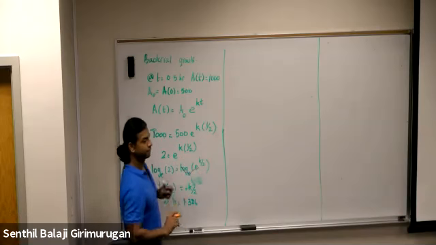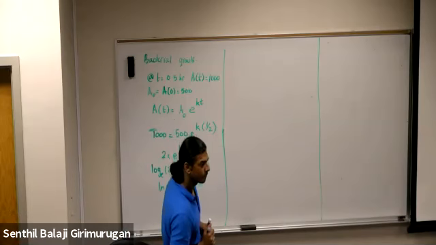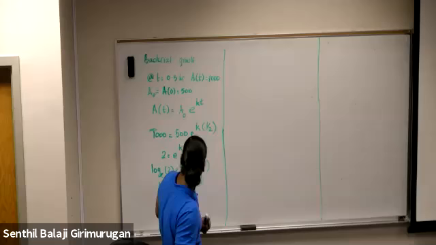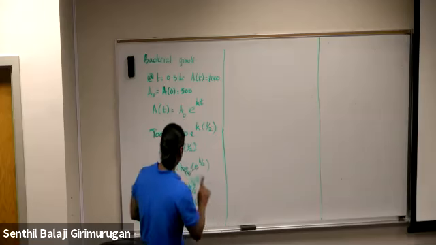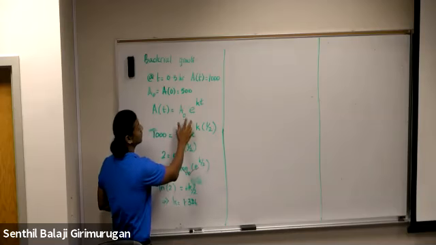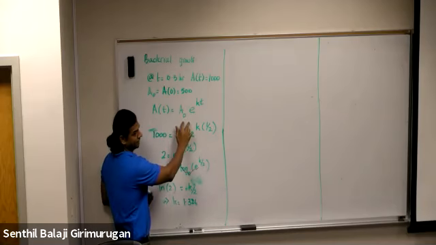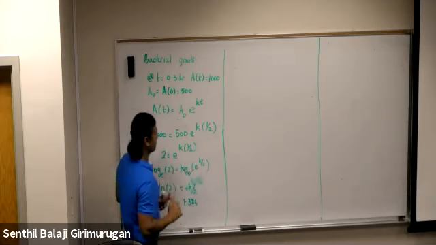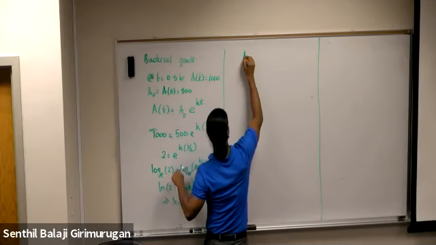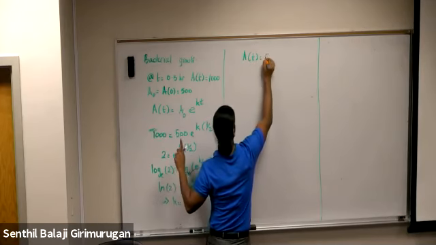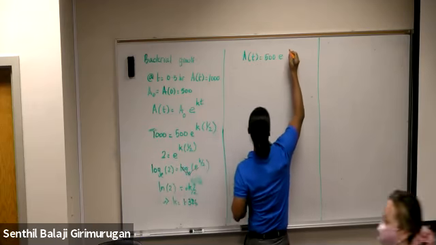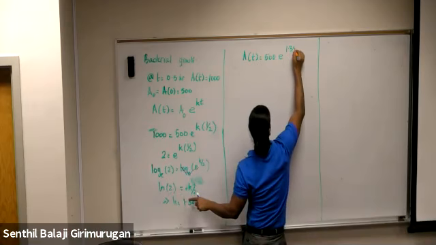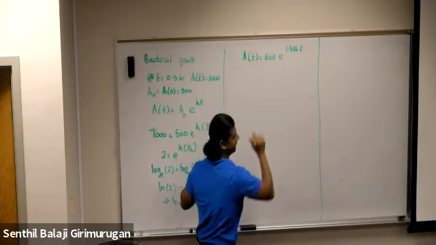I'm more so meant why exactly you said you're doing ln of 2. We are trying to find a model of this kind. So A of t would be equal to 500 times e raised to the rate we found, 1.386, multiplied by t.